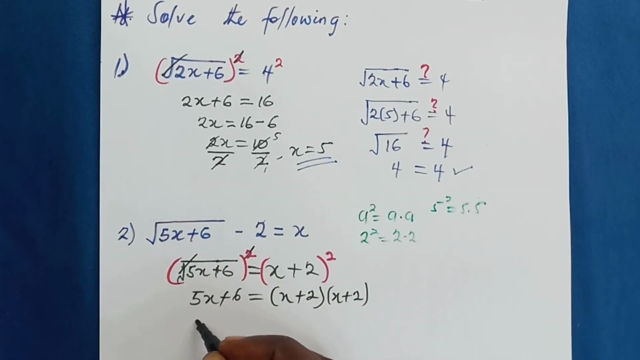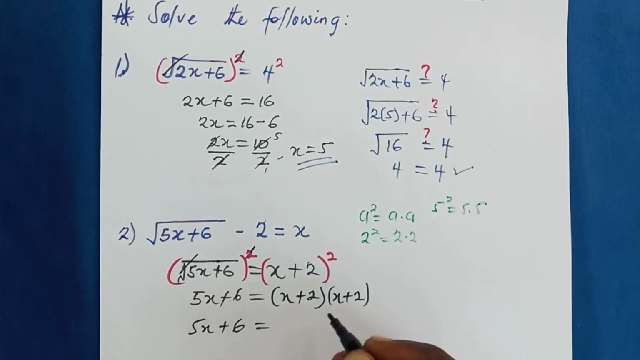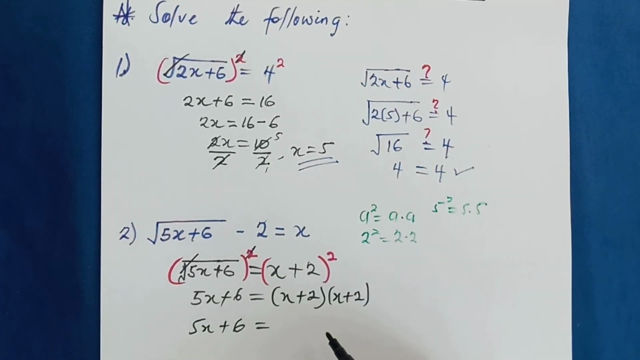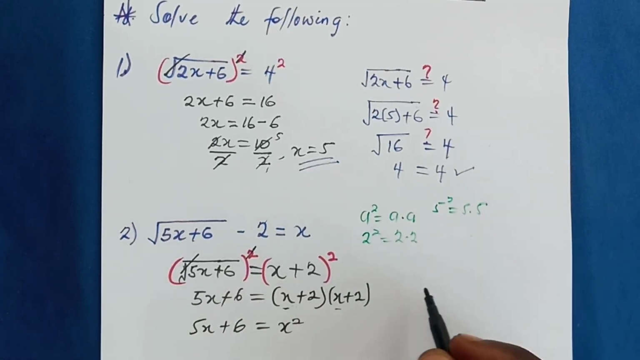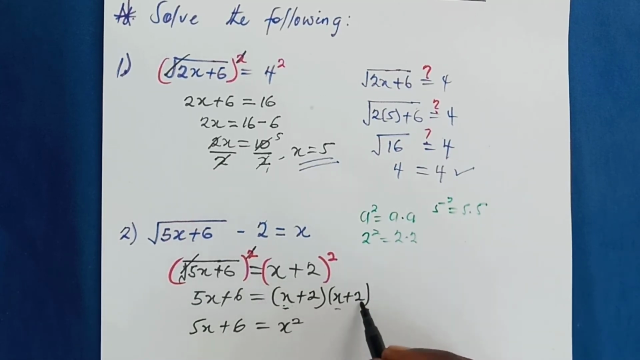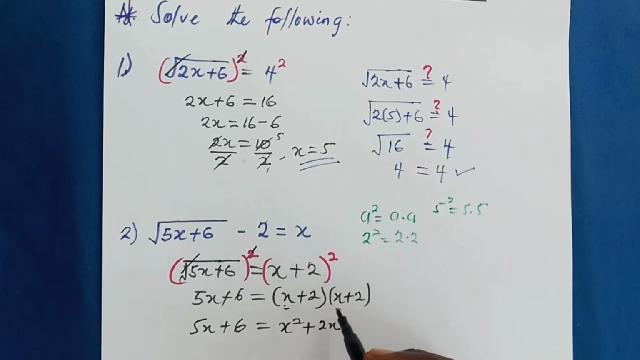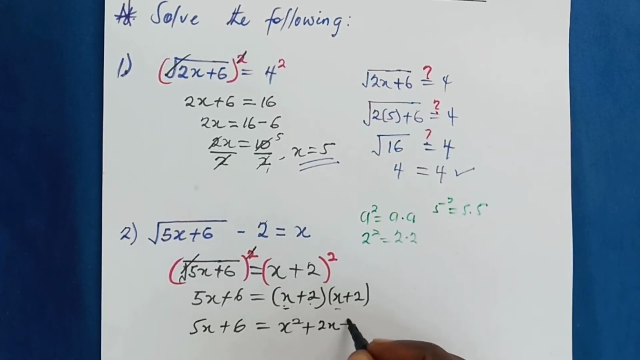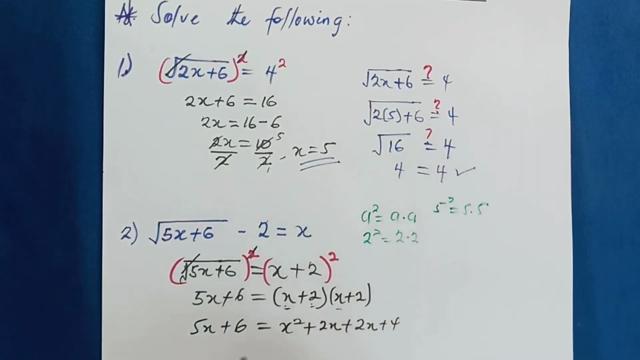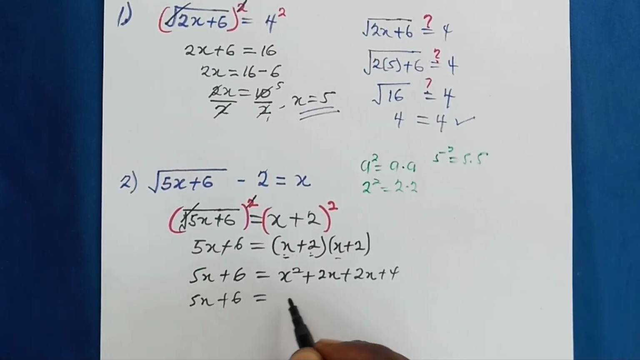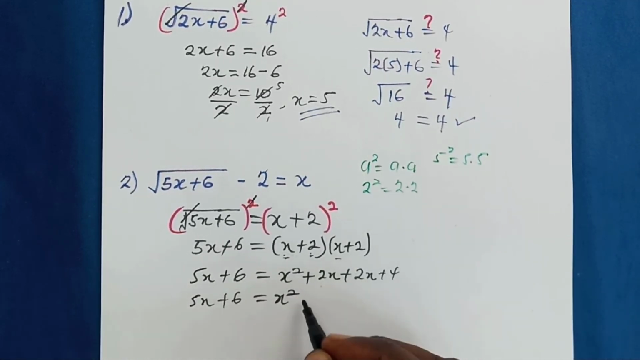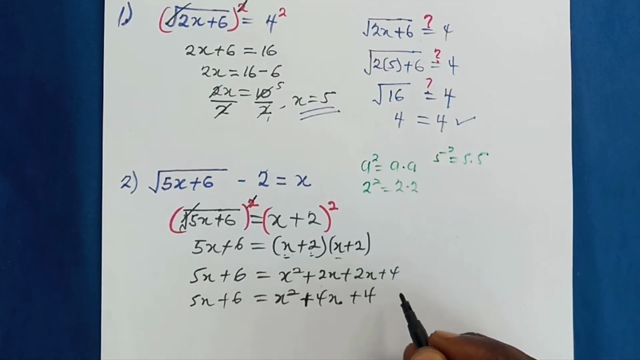The left hand side is 5x plus 6. When you come here, we have to FOIL or use the distributive property. I'm going to FOIL. The first terms in each of the brackets multiply, so x times x will give us x squared. The outside terms multiply: x times 2 is 2x. Inside terms multiply: 2 times x, 2x. And then 2 times 2 will be 4. So I have 5x plus 6 is equal to x squared, 2x plus 2x will be 4x, plus 4.